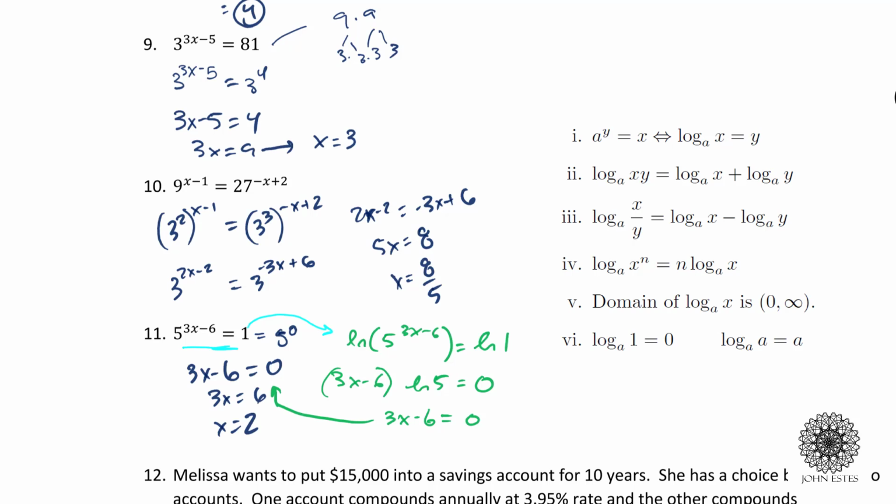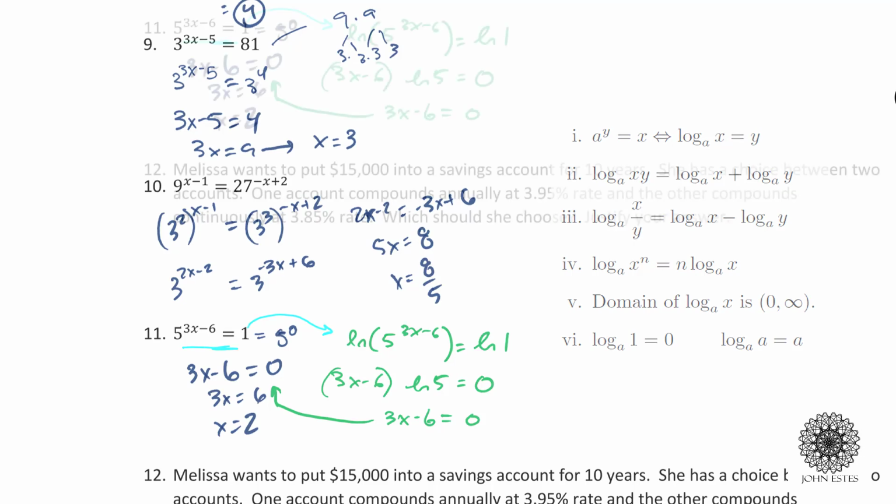Okay, so even if I didn't recognize that there was a common base, and that's true for any of these, if I don't recognize common base, and I take the ln of both sides or the log of both sides, I'll still get the correct answer. And it's amazing how interconnected these are.